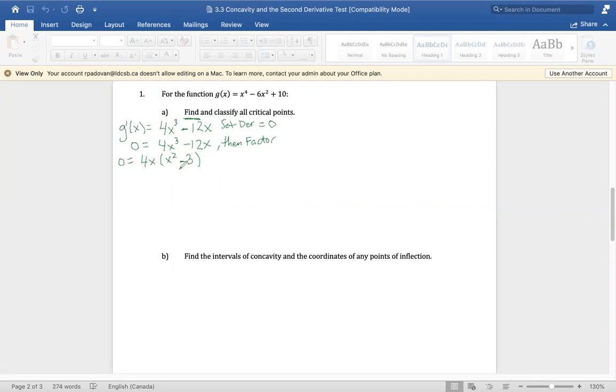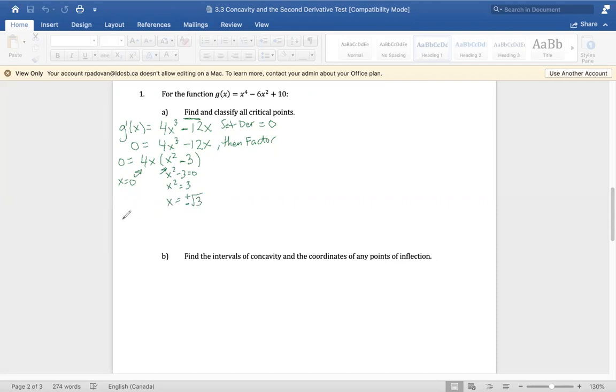So from this step, I would list what my x values are, my critical numbers. If 4x was equal to 0, divided by 4, x would be equal to 0, right? And for this one, if I make x squared minus 3 equal to 0, x squared, throw the negative 3 over. So again, x would be the positive and negative square root of 3.